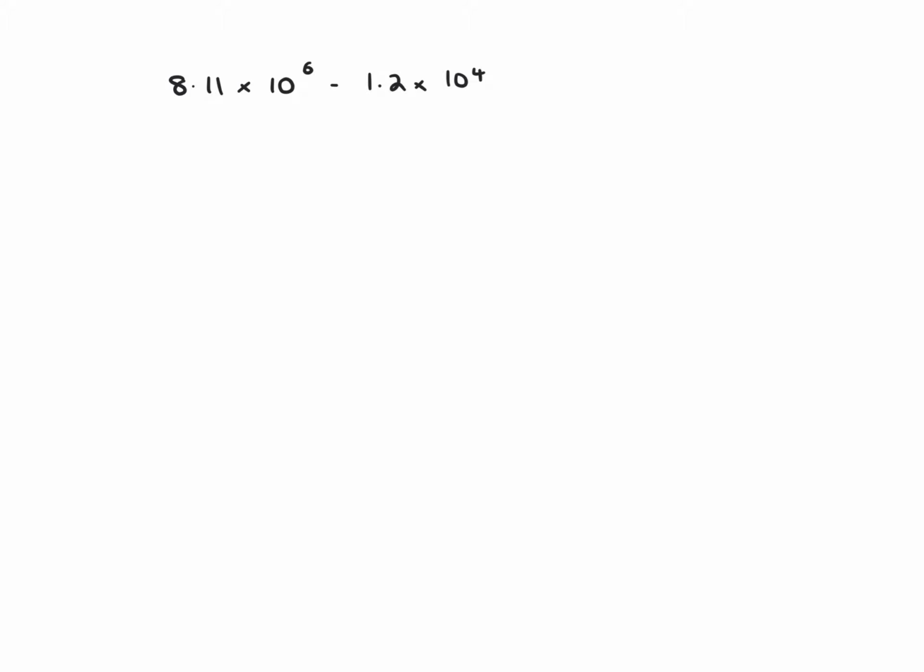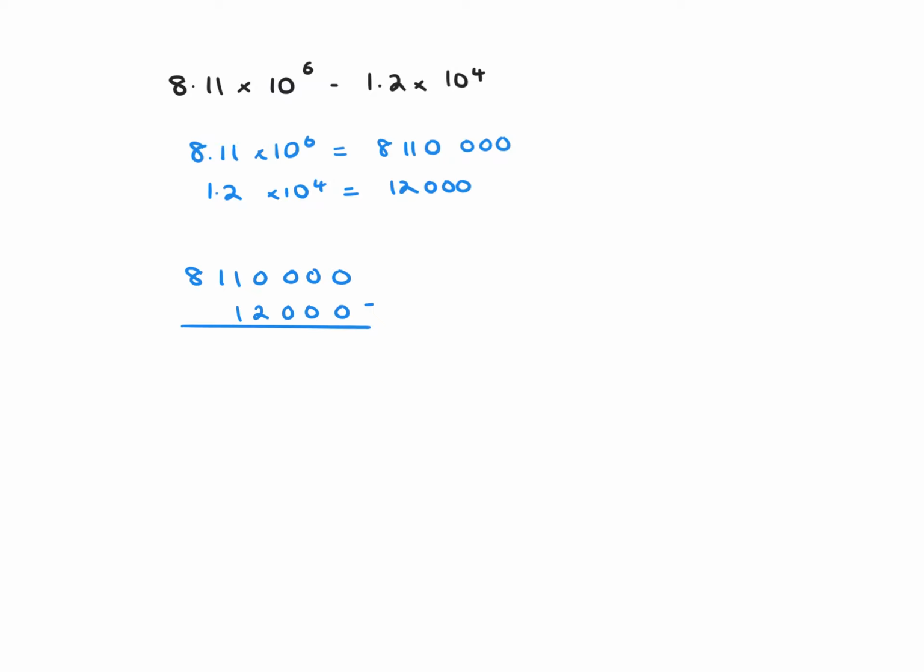Let's take 8.11 times 10 to the power of 6 minus 1.2 times 10 to the power of 4. Once again, we could simply begin by converting each number into ordinary form. Take 8.11 times 10 to the power of 6, for instance. We're going to move all of the digits in the number 8.11 to the left 6 spaces, and that gives us 8,110,000. Then we take all the digits in the number 1.2 and we move them to the left 4 spaces, giving us 12,000.